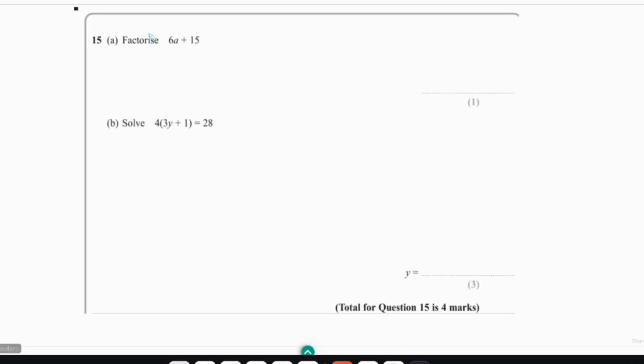Factorise. Factorise means put back into a bracket. What's the highest common factor of 6 and 15? 3. What do you multiply 3 by to get 60? What do you multiply 3 by to get 15?